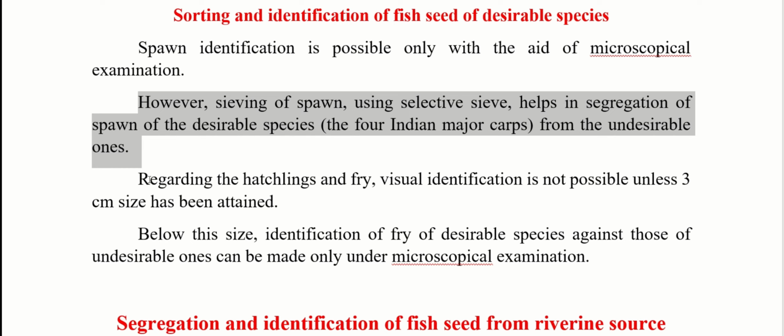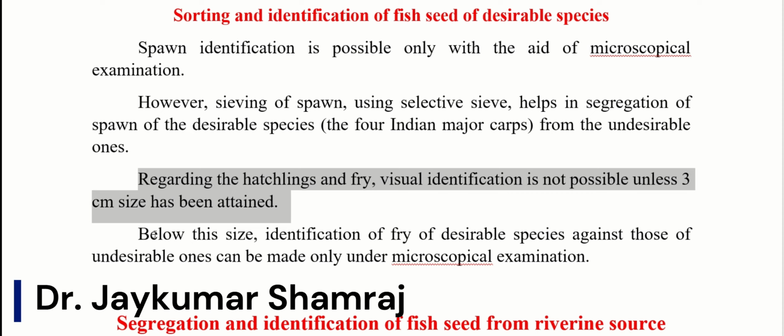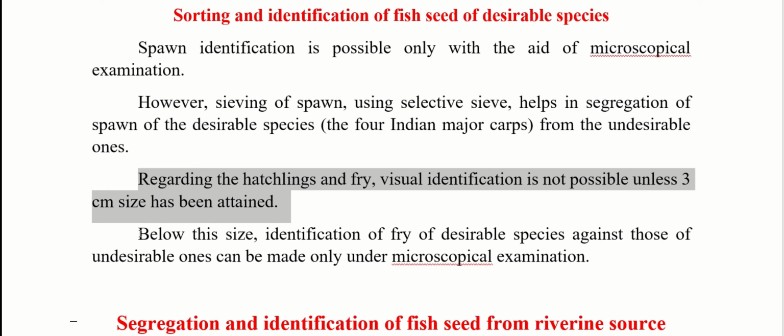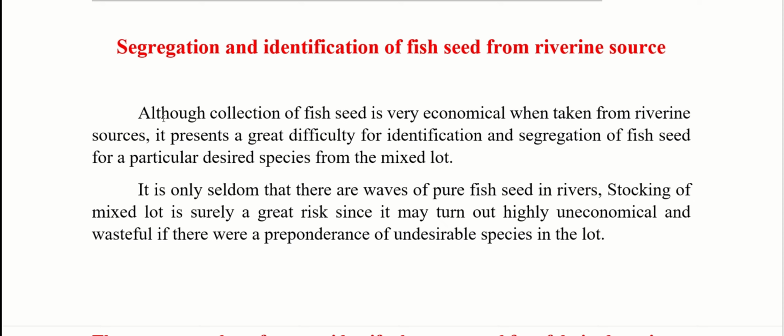Regarding the hatchling and fry, visual identification is not possible unless a size of 3 centimeters has been attained. Below this size, identification of fry of desirable species against those of undesirable ones can be made only under microscopic examination. So at the time of segregation and identification of fish seed from relevant sources, we have to follow some steps or some examination tests by which we can identify or sort the eggs of that particular desirable species.